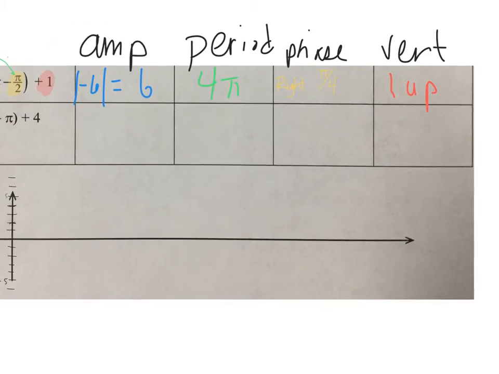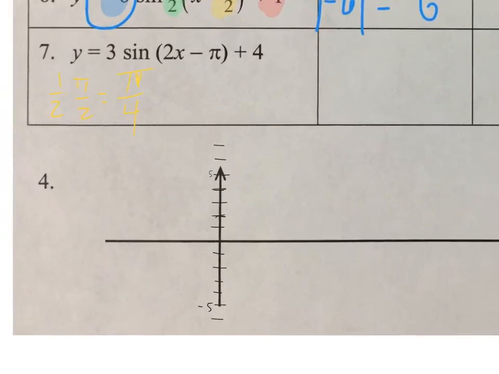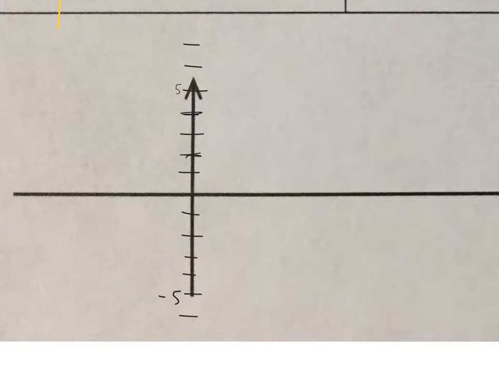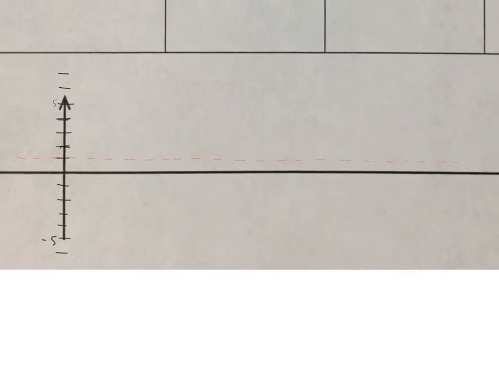Okay, so we have our vertical shift right through +1. So let's change colors back to red as your vertical shift. Let's see if I can do this. So here is your +1 vertical shift, 1 unit up from your x-axis. Let's see, that's pretty good.